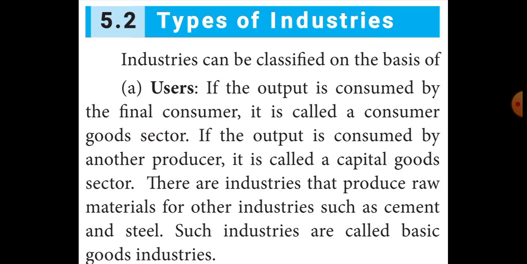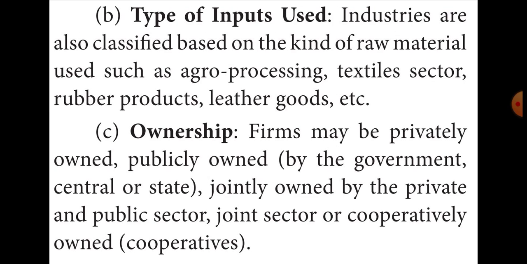Then the next type is types of inputs used. First one is users. Next one is inputs used. That means the industries are also classified based on the kind of raw materials used, such as agro-processing, textile sector, rubber products, leather goods, etc. For example, agro-based industries, then textile sector, then rubber products, leather industries, goods items, etc.